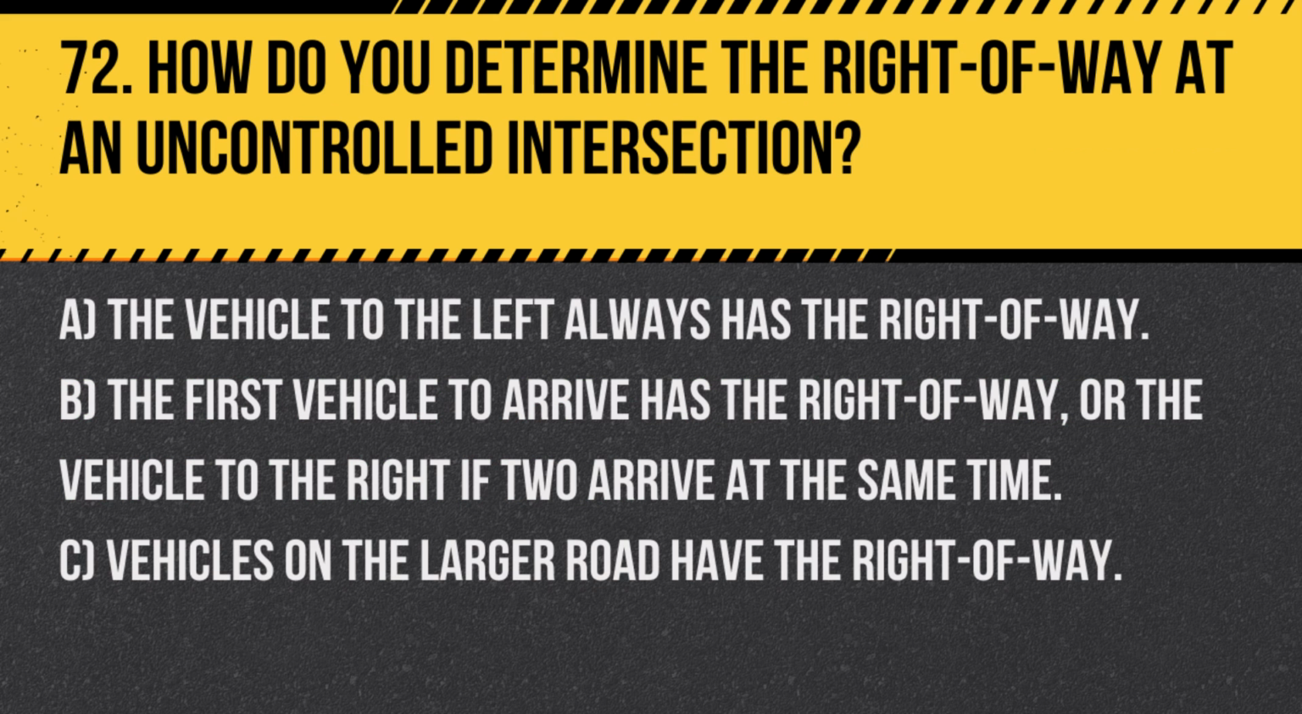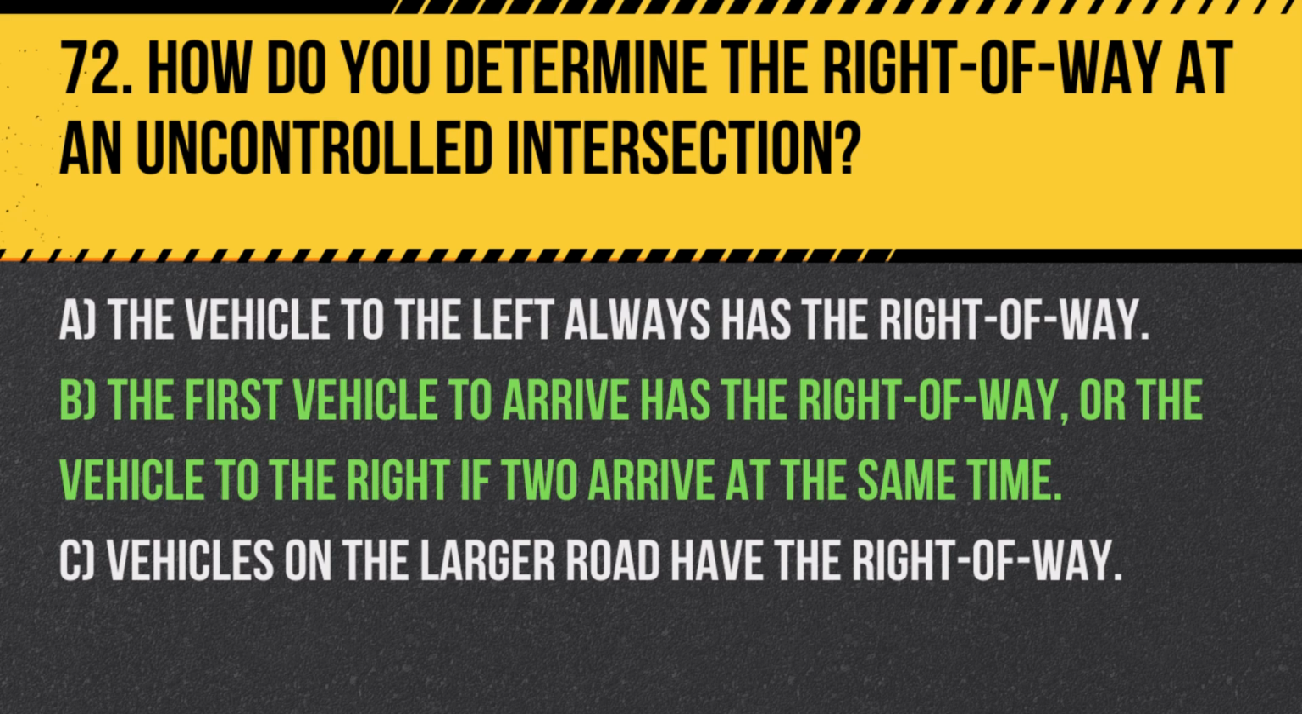Question 72. How do you determine the right-of-way at an uncontrolled intersection? A. The vehicle to the left always has the right-of-way. B. The first vehicle to arrive has the right-of-way, or the vehicle to the right if two arrive at the same time. C. Vehicles on the larger road have the right-of-way.